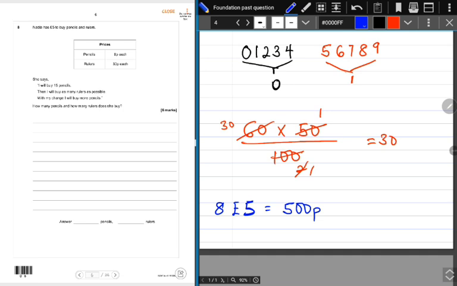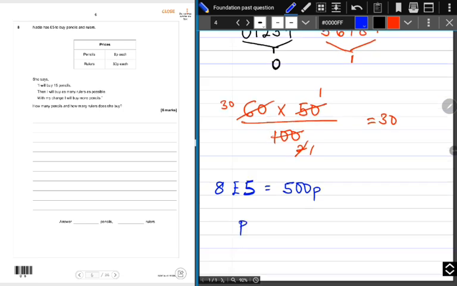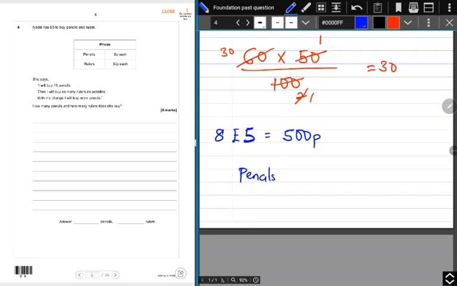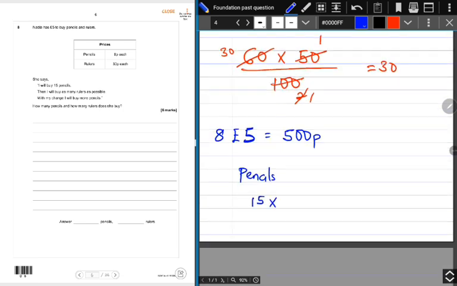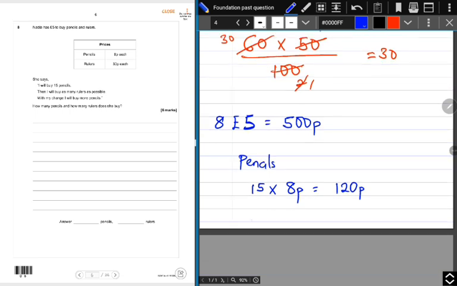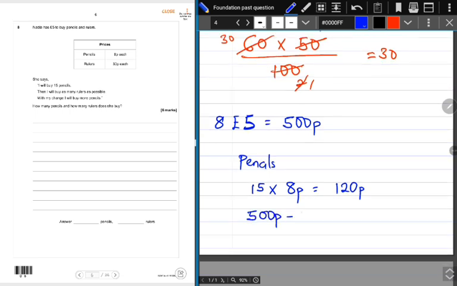Now since we're having 500 penny, this is how we have to do it. Let's calculate the cost of 15 pencils. So we have 15 pencils times, how much is a pencil? 8 penny. So that means it's going to be spending 120 penny on that. So let's subtract 120 penny from 500 penny. So 500 penny minus 120 penny, that will give us 380 penny.